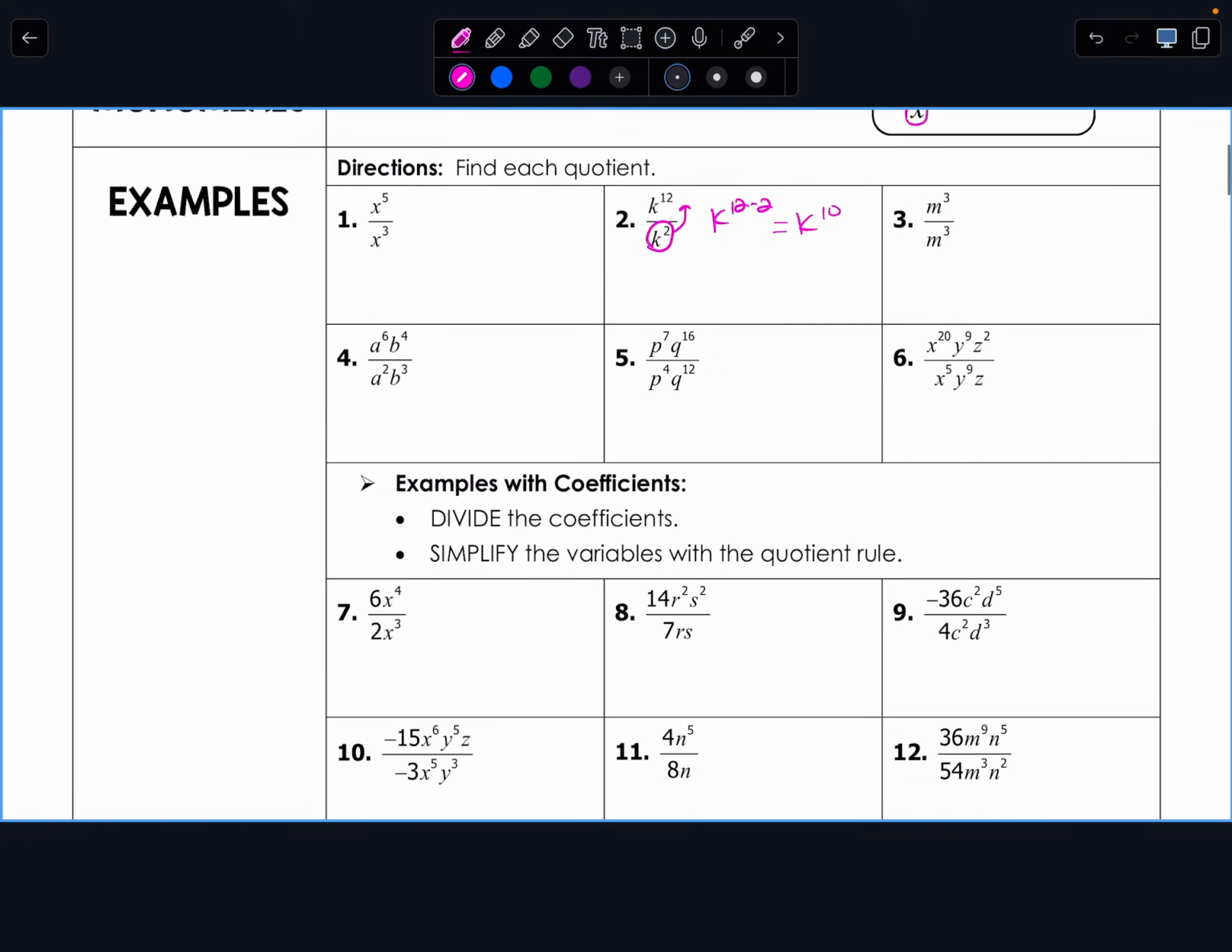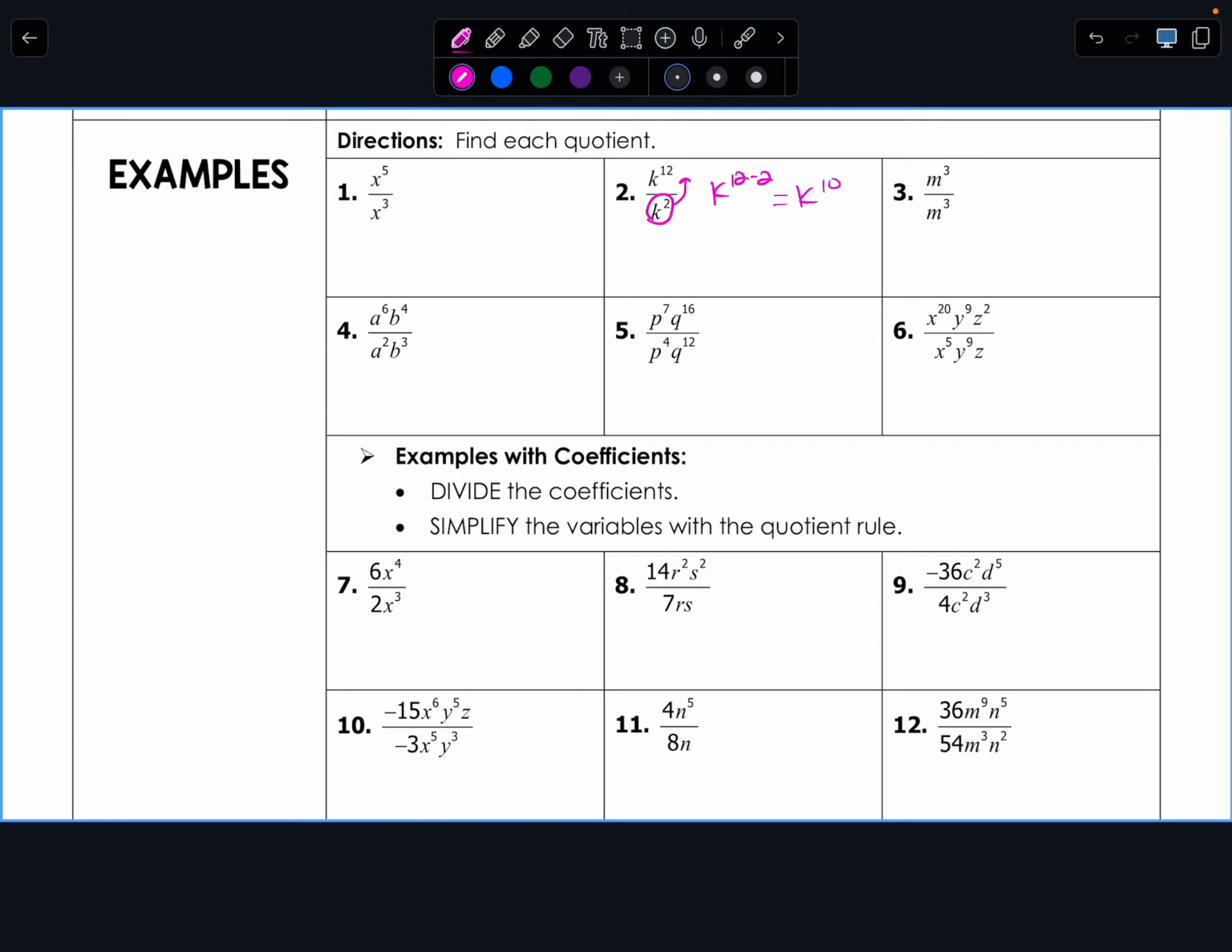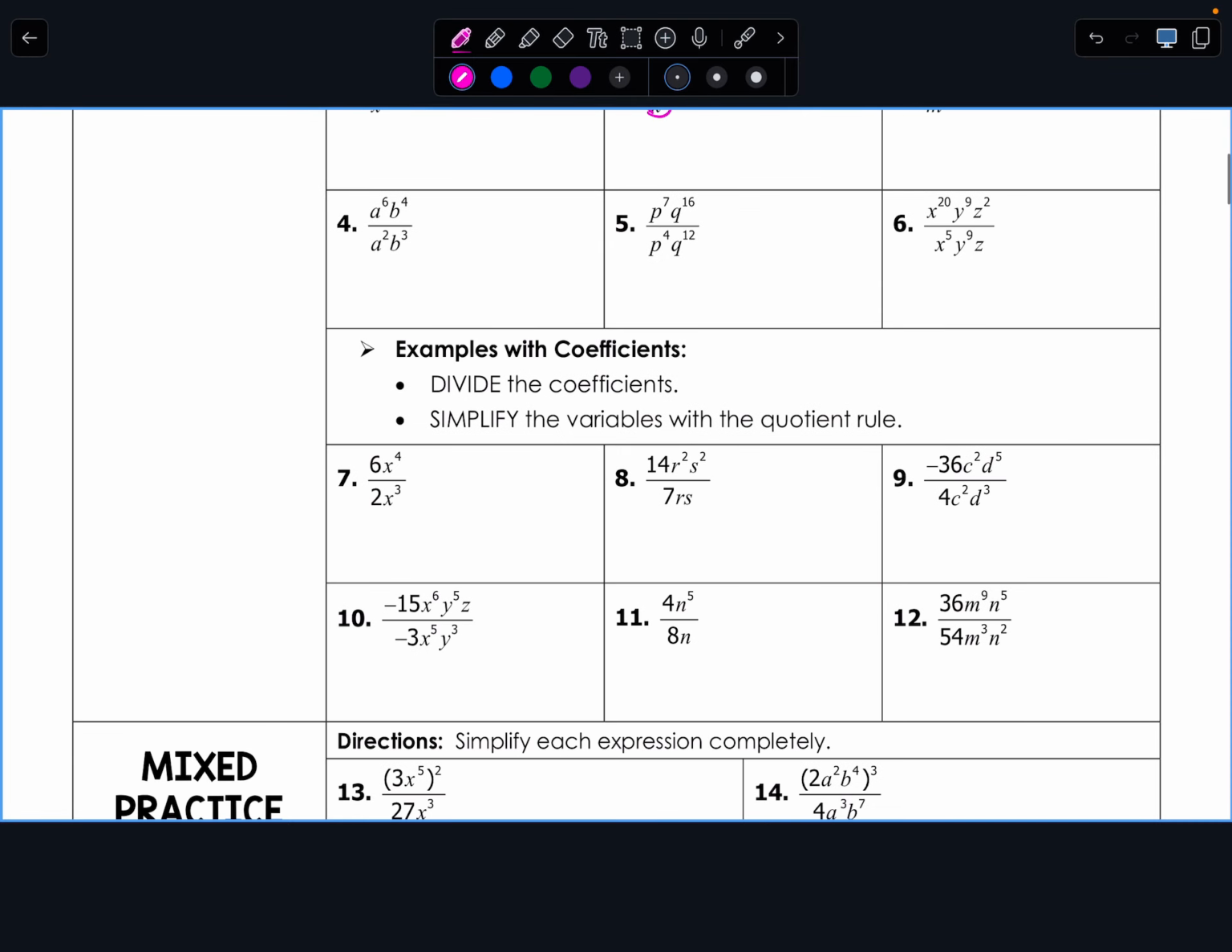Which one did I want to do? Here, I reduce my 4 and 8 and I get 1/2. And then I go n to the 5 minus 1. So I'm bringing the exponent of my denominator up.